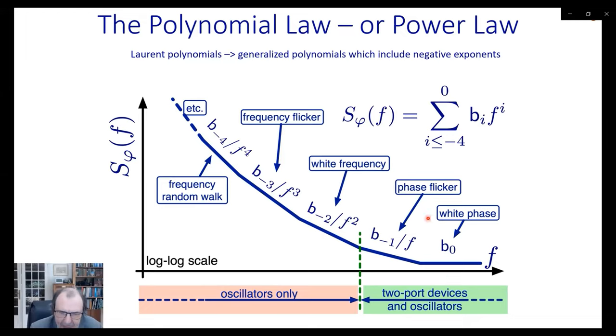It is important to understand that two-port devices can have only these terms, b0 and b minus 1, so flicker and white. Otherwise, the delay between input and output diverges in the long run. However, locally, a two-port component can have some bump that is easily mistaken for a higher slope phenomenon, but this bump has to stop somewhere. Oppositely, oscillators can have a white frequency noise. They always have a white frequency noise, frequency flicker, and often also random walk of frequency, and so on and so on.